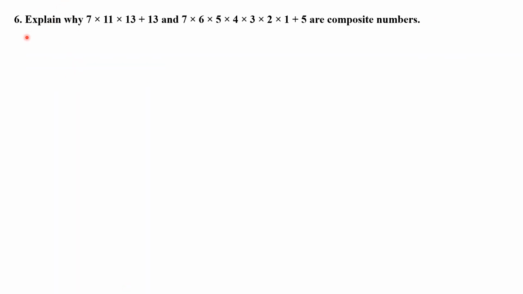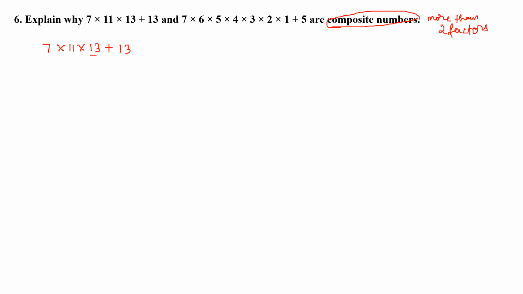Now question number 6 says explain why these numbers are composite numbers. Now the meaning of a composite number is a number which will have more than two factors, isn't it? A composite number will have more than two factors. So we have to just show that these numbers have more than two factors. So let's take the numbers one by one. So first it's 7 into 11 into 13 plus 13. Okay, now if you see 7, 11, 13, they all are prime numbers. But we have to check whether this complete number is a composite number or not.